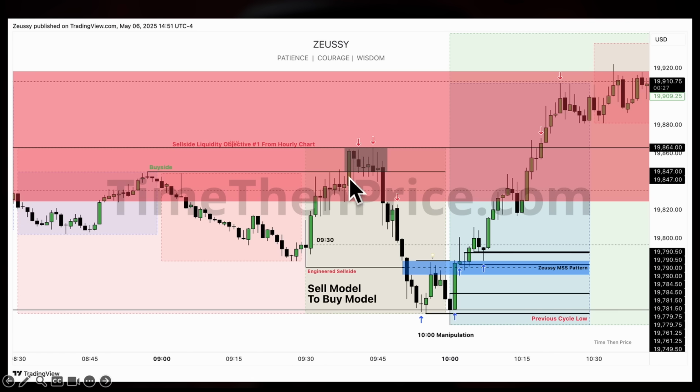Do you see how the market took out relatively equal highs which got engineered right here throughout the previous 30-minute cycles, and how the market repriced exactly into CE 50% of that hourly BC, which I'm extending to the right, and into that old low which formed inside of that hourly BC. This is that sell-side liquidity pool objective number 1 from that hourly chart.